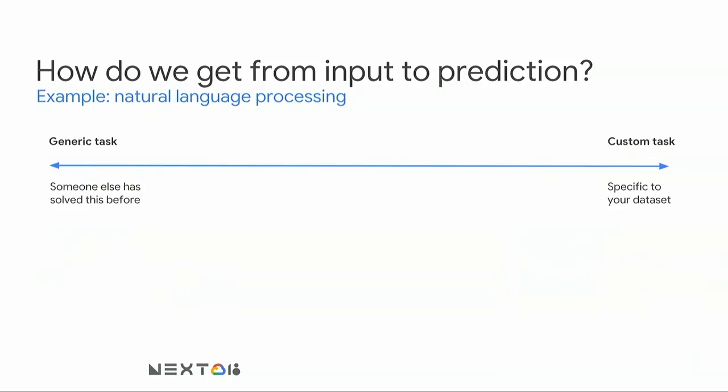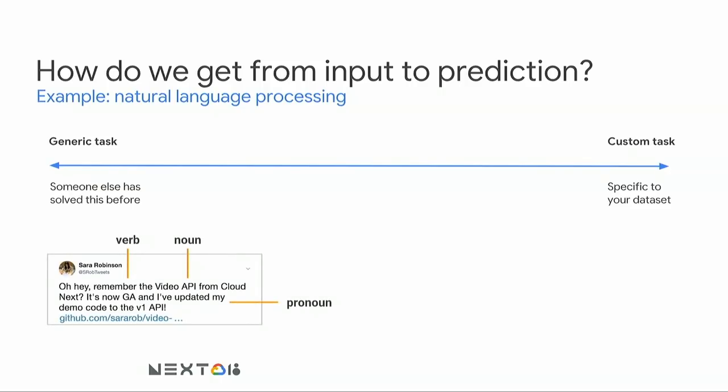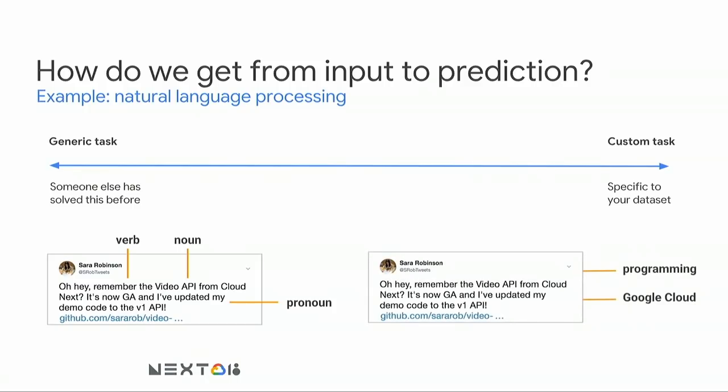Let's think of this another way, in terms of natural language processing. Let's take, for example, this text from one of my tweets. Let's say I want to extract the parts of speech from the text. I want my model to be able to tell me what words are verbs, nouns, and pronouns. This is a pretty common natural language processing task. So again, I don't need to start from scratch. I can utilize an existing pre-trained model to help me with that. But let's say I've got the same input, and I want my model to know that this is a tweet about programming, and more specifically, it's a tweet about Google Cloud. For that to work, I'm going to need to give my model hundreds or thousands of tweets about each of these topics so that it's going to be able to generalize and extract those topics from new tweets that it hasn't seen before.